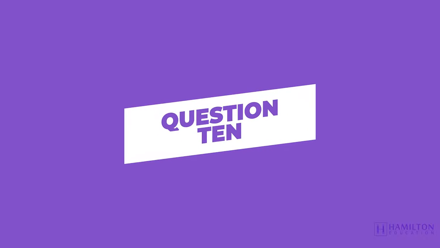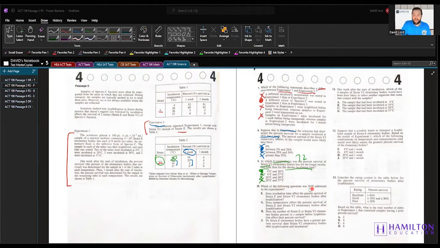Question number 10. Which of the following questions was not addressed by these experiments? Answer choice F. Does incubation time affect the percent survival of strain E and strain V2 elementary bodies after lyophilization? Well, looking at these two charts, I can see that the time after the incubation occurred does seem to tell us what percent survival is occurring. So I think answer choice F is addressed here.